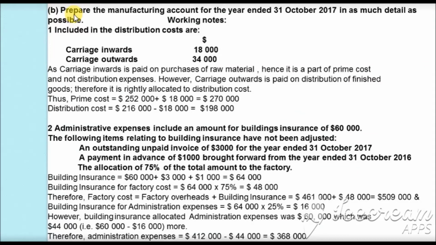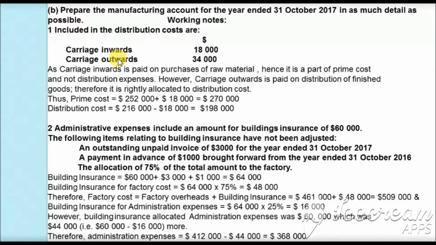In part B of the question, we are asked to prepare the manufacturing account for the year ended 31st October 2017 in as much detail as possible. So we'll start with the working notes. From the first adjustment, it is stated that included in the distribution cost are carriage inwards and carriage outwards. Carriage inwards is the transportation cost paid to get the raw material to the factory, and this is part of the cost of material consumed, which is an element of prime cost and not a part of distribution cost. Hence, this was wrongly allocated.